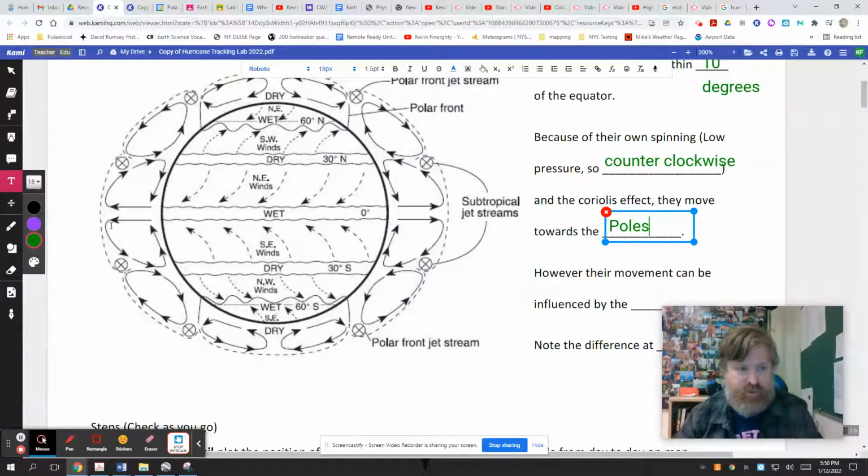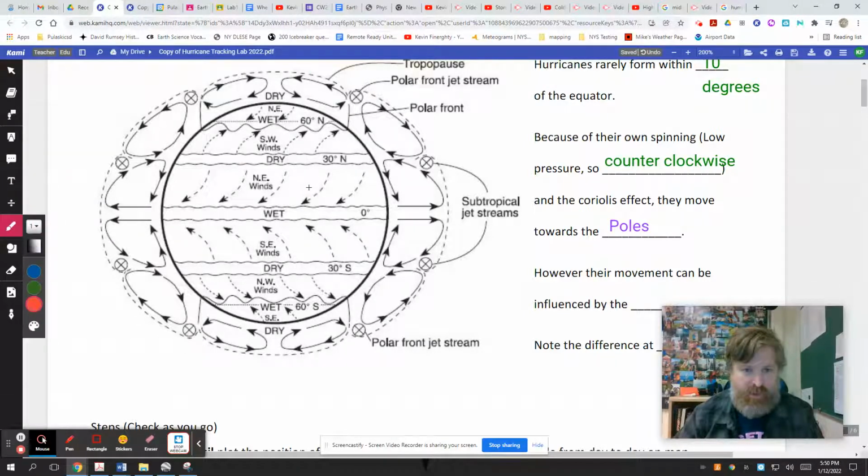And if all of this were true and the Earth were not spinning, we would say that they form somewhere around here and they would want to go pretty much up towards the poles. But the Earth is spinning, and that is why as they head poleward, they're not going to go towards the equator. As they go poleward, they're stuck in this wind belt right here, the northeast trades.